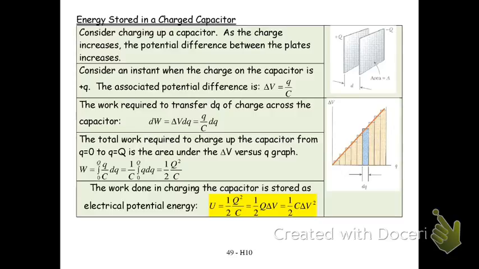Okay. So let's get down to something that's a bit more interesting, really, or not more interesting, but different, and that is the energy stored inside a capacitor. And remember, the voltage is the joules per coulomb, so this is how energy is going to come in. We say consider charging up a capacitor. As the charge increases, the potential difference between the plates increases.